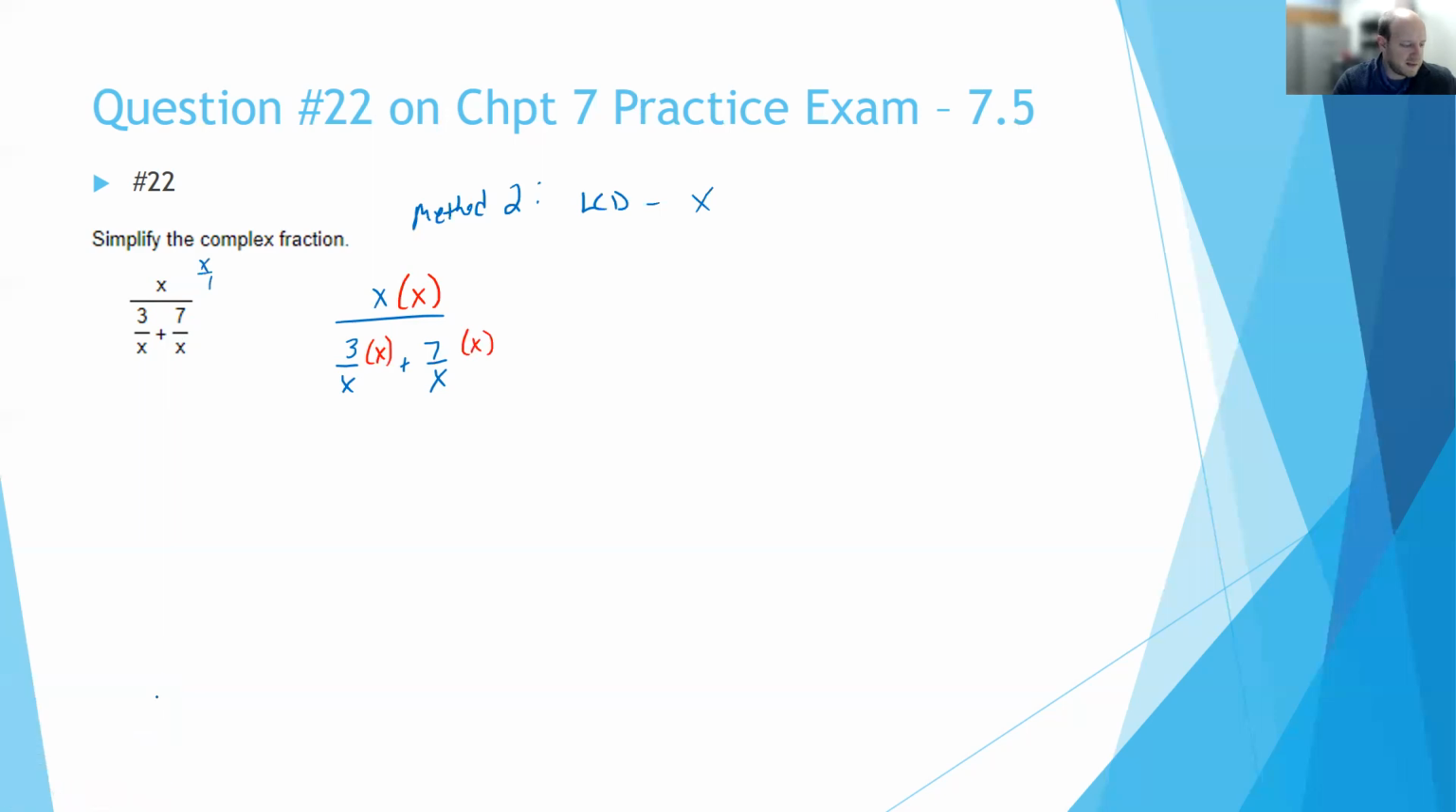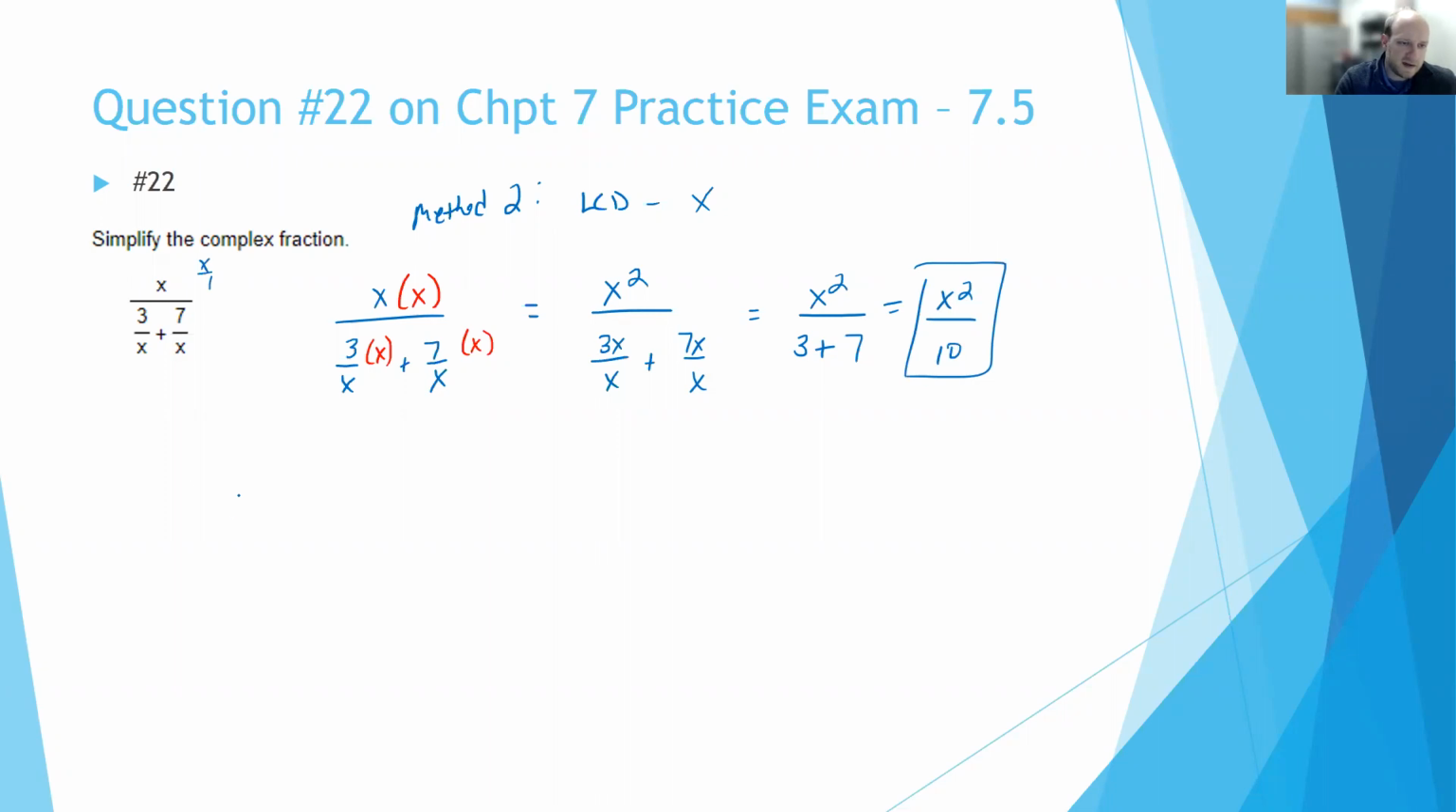Okay, so what is this going to do? So that's going to become x times x, which is x squared, over, we have a 3x over x plus 7x over x. When we have this 3x over x, we could just cancel the x's out, so this is just 3. And then 7x over x is just 7. So then we have x squared over 10.